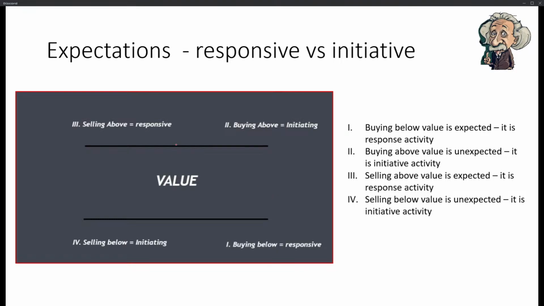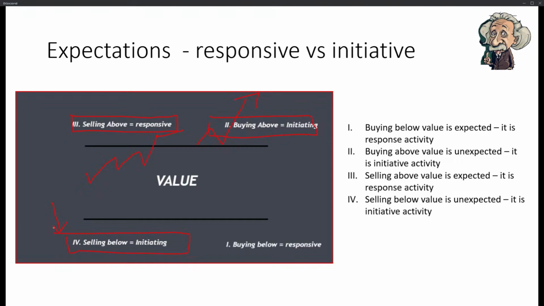So this is the chart that we've used previously, if you guys remember. If the price was to auction above the value here, the expectation is that you're going to have responsive sellers come in, right? If you get initiation and we start buying up top, this is initiating activity, and that's not expected, right? You expect selling below initiating. Is this number 4 here expected or not? Yes. No. Okay, whoever said yes, next time raise your hand, because that's the wrong answer.